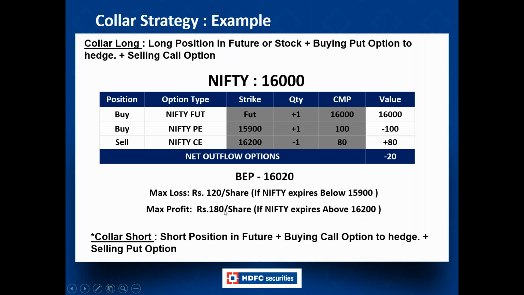So how 180 rupees per share? 16,020 is your break-even point. I'll just show you. 16,020 is your break-even point, and if it expires on or above the 16,200 level, you will make a profit, that is 16,200 minus 16,020. So 180 rupees is the maximum profit you will make for this strategy.